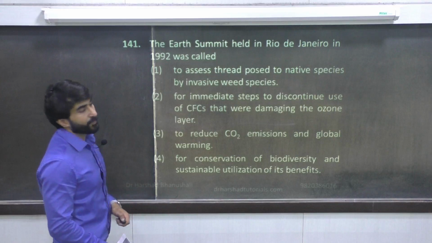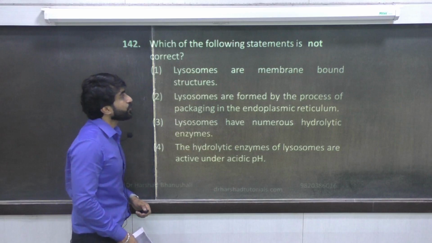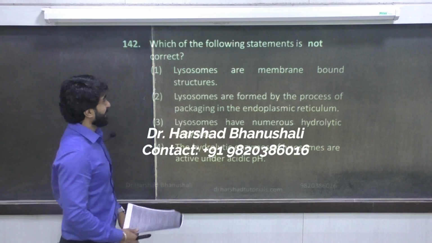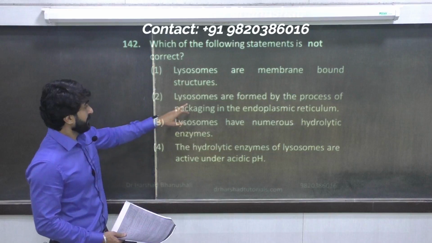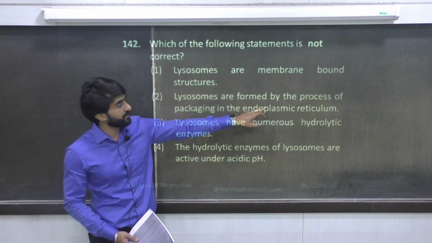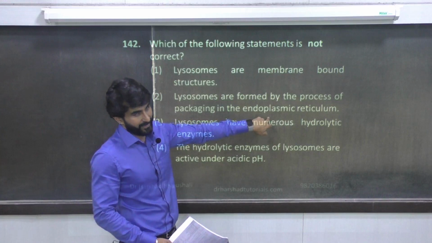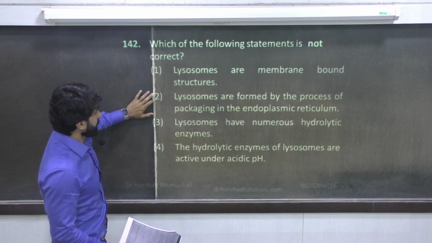Okay, we go to question number 142, which tells you about which statement is not correct. So we have to find out the incorrect statement out of the four options. The first option says lysosomes are membrane bound structures. Correct. Second option says lysosomes are formed by the process of packaging in the endoplasmic reticulum. Yeah, here is the false statement. Because if you remember, lysosomes are not formed by packaging in endoplasmic reticulum. Lysosomes are formed by the process of packaging in the Golgi complex. So this is your incorrect statement. So for question number 142, your answer would be 2.